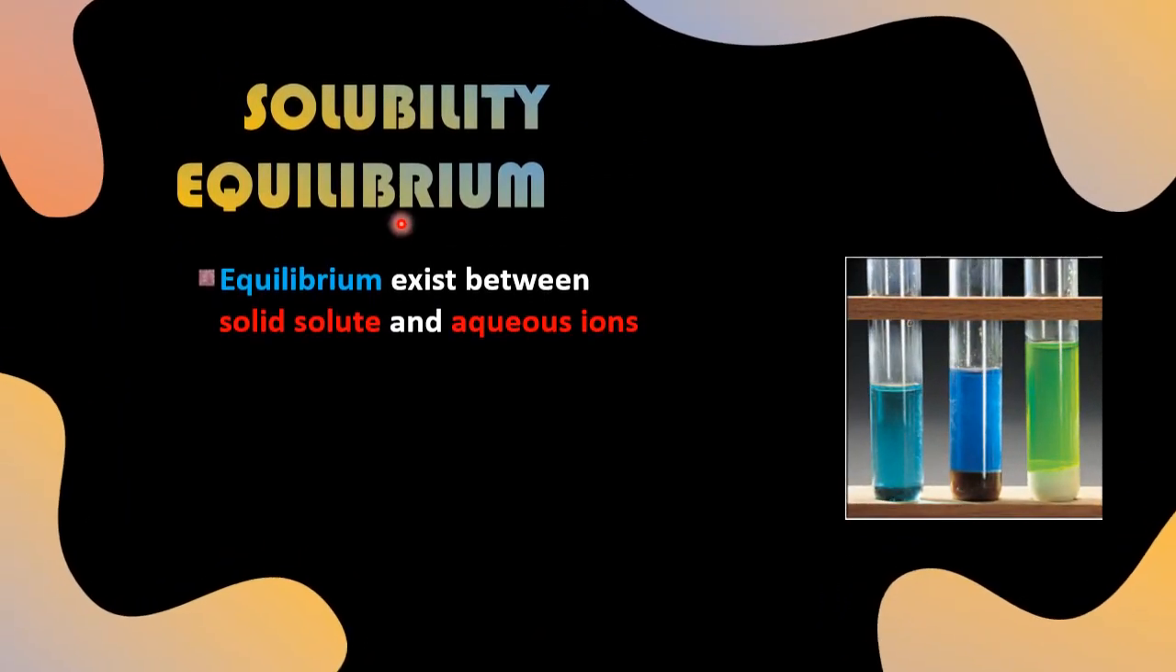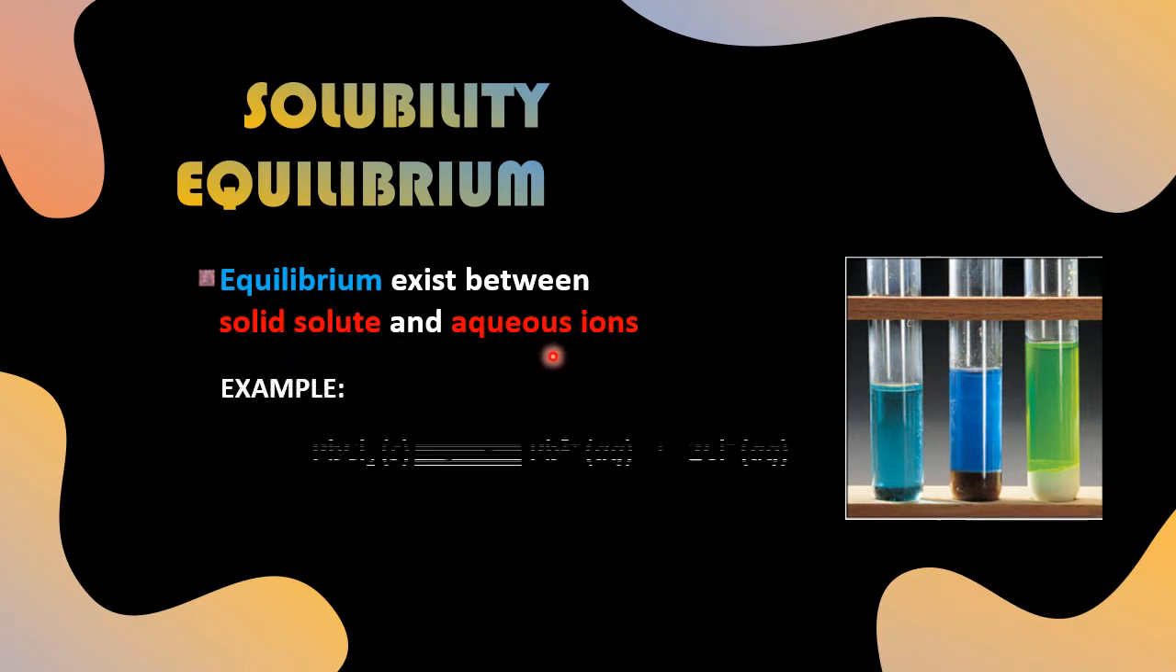First, what is solubility equilibrium? Previously, we learned about chemical equilibrium and ionic equilibrium. So what is solubility equilibrium? Solubility equilibrium is the equilibrium between the solid solute and the aqueous ions. So this is in solid, and this one is in aqueous ion.